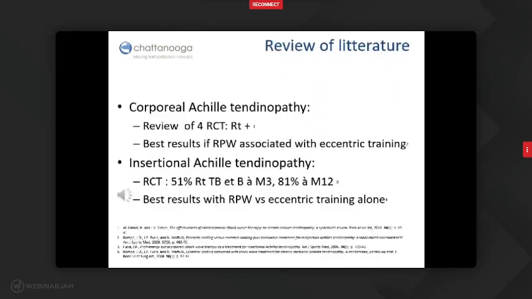In the literature, reviews are positive concerning shockwave therapy. Results are better when shock waves are associated with eccentric training. In insertional tendinopathy, results without eccentric training are very good at 1 year follow-up and are better when compared to eccentric training.